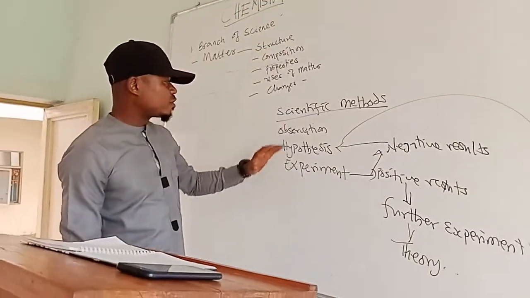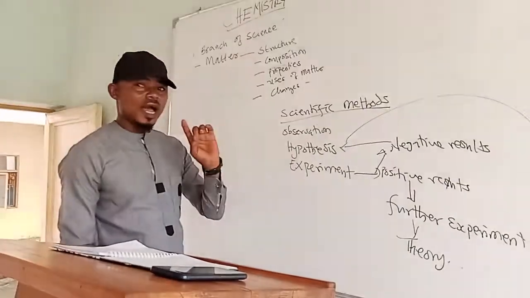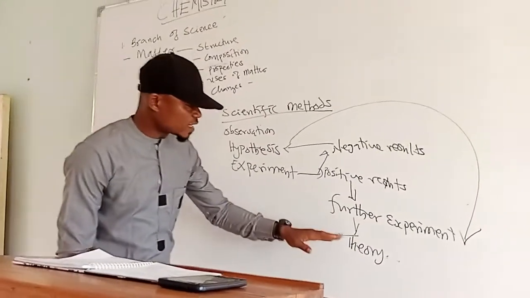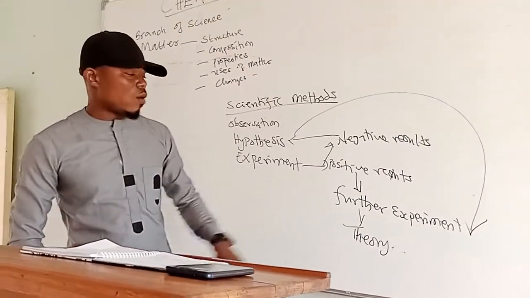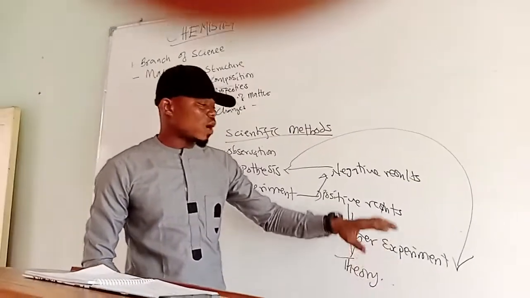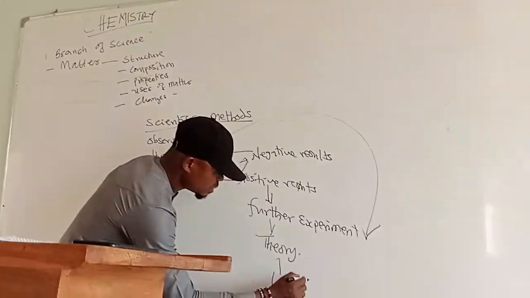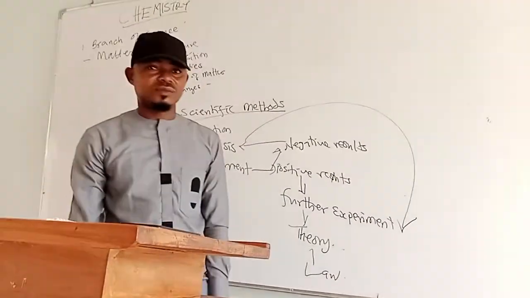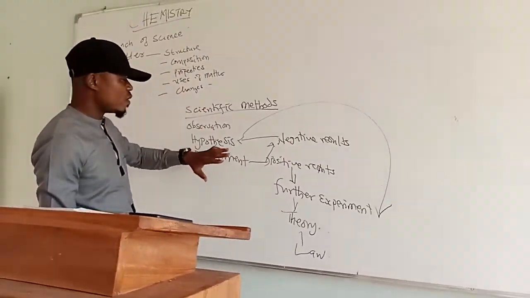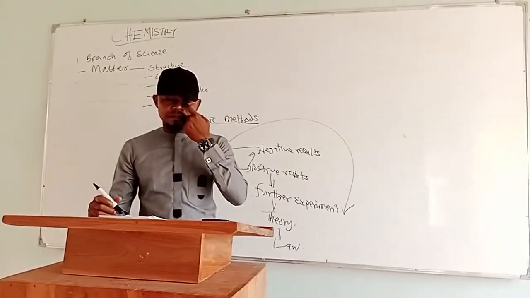So, the scientific method we apply, one we say is observation, two hypothesis, three experiment, further experiment, theory. Now, when a theory is subjected to different tests and it tends to agree without exception, it now becomes a law or principle. So these are the scientific methods we employ in the study of chemistry.